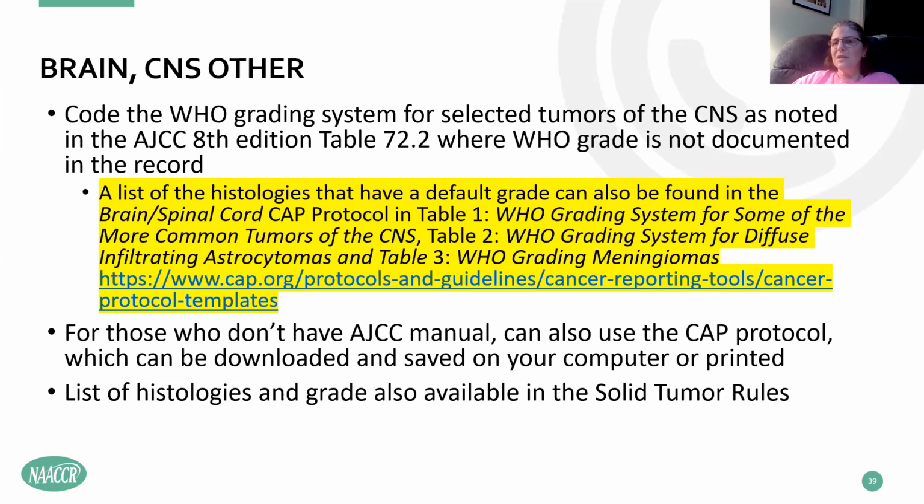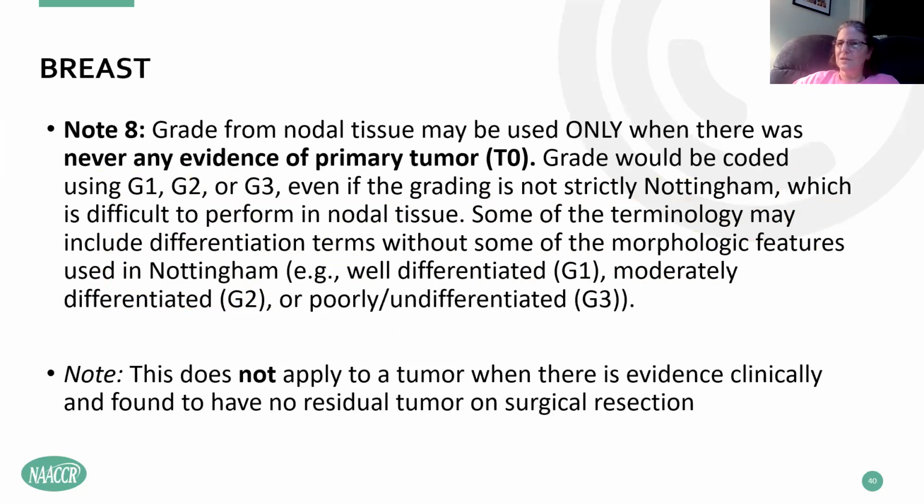And we also have some of these list of histologies and grades in the solid tumor rules. And for the most part, these 3 resources, AJCC book, the CAP guidelines, and the solid tumor rules, are in agreement. None of them disagree, but AJCC may have one histology that the other two resources don't. We're still trying to put together a default: when you have this primary site histology combination, here's your grade. We're trying to put together one of those things because we keep getting information about some default grades.